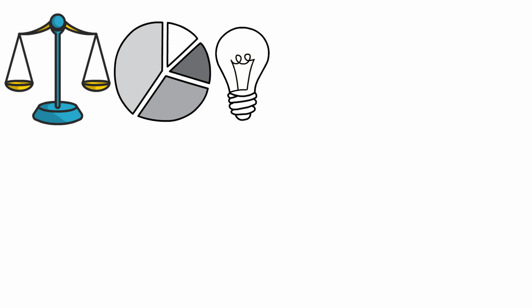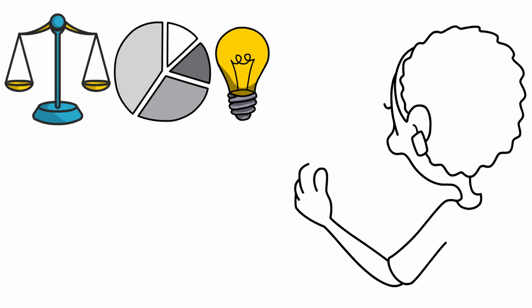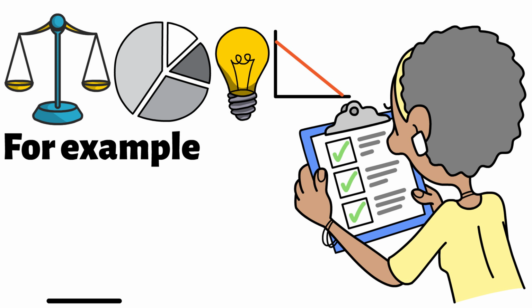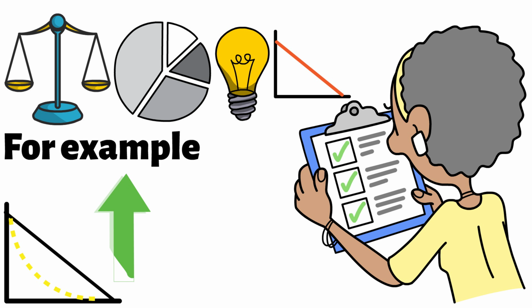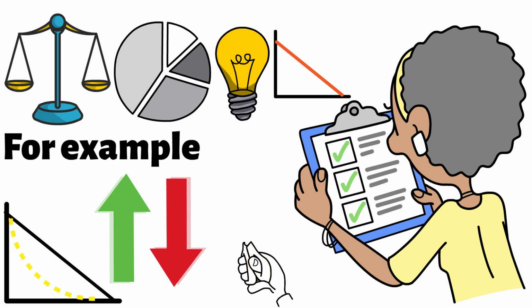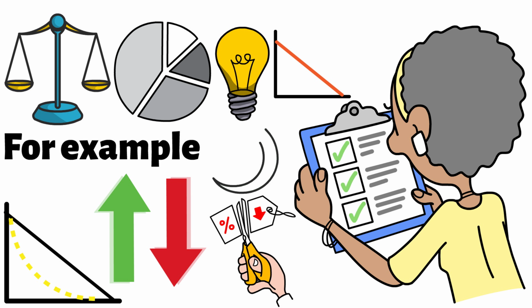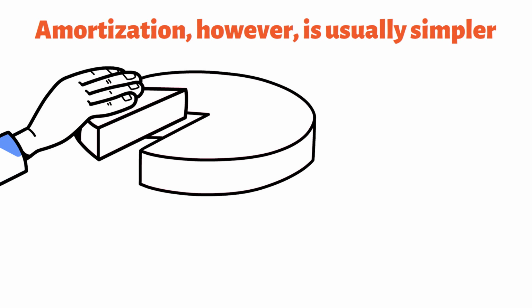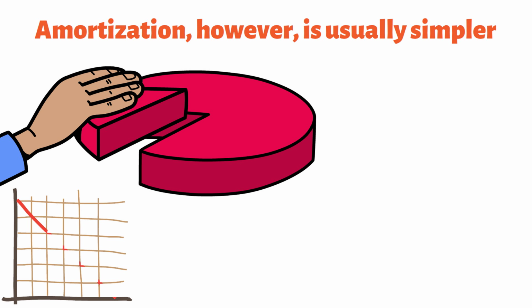Now, here's where it gets interesting. Depreciation can sometimes use different methods, not just straight line. For example, accelerated depreciation allows companies to expense more in the early years and less in the later years. Now, this can reduce taxable income earlier, which is often beneficial for cash flow. Amortization, however, is usually simpler. Most intangible assets are amortized using the straight-line method.